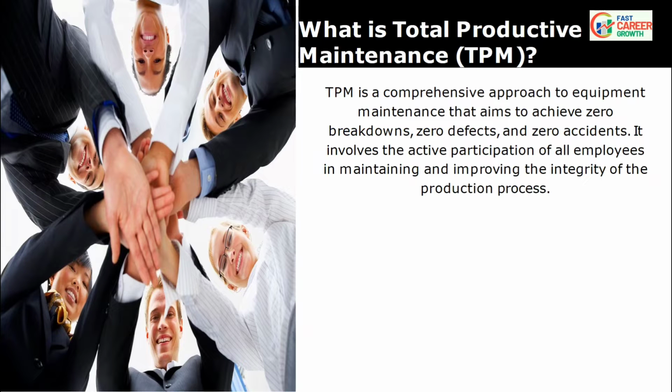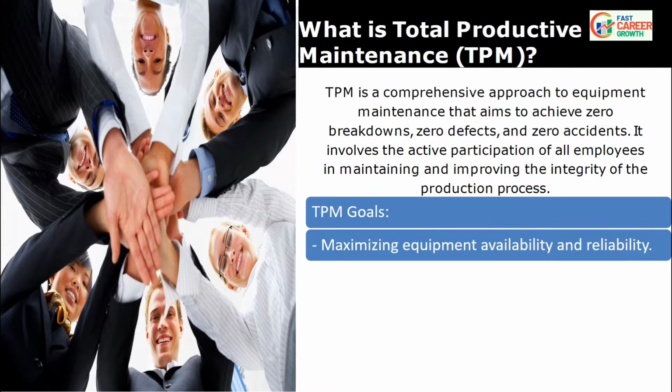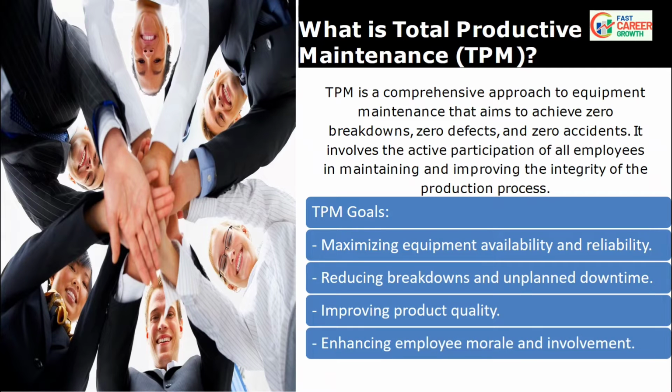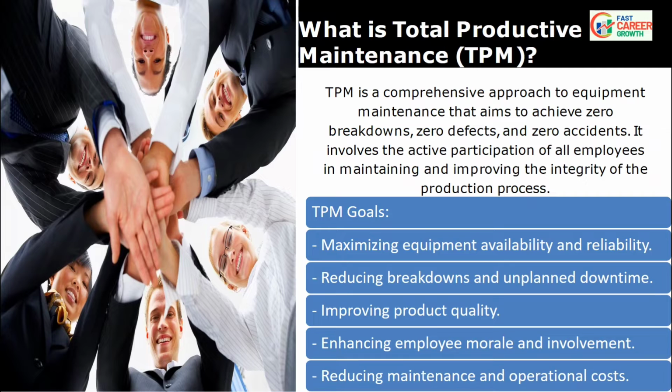TPM Goals. Primary goals of TPM include maximizing equipment availability and reliability, reducing breakdowns and unplanned downtime, improving product quality, enhancing employee morale and involvement, and reducing maintenance and operational costs. To achieve these goals, TPM is built on 8 core pillars, each addressing specific aspects of maintenance, employee involvement, and continuous improvement. These pillars form the foundation of TPM, guiding its implementation.